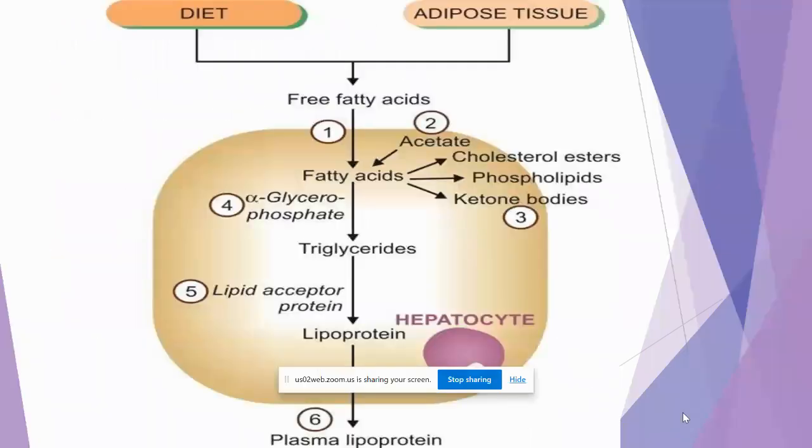This is the diagrammatic representation. There are two sources from which free fatty acids are coming: diet and adipose tissue. This is the diagrammatic representation.